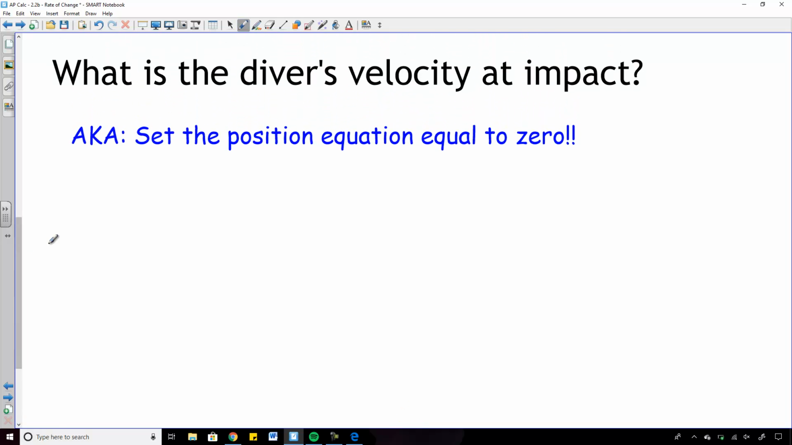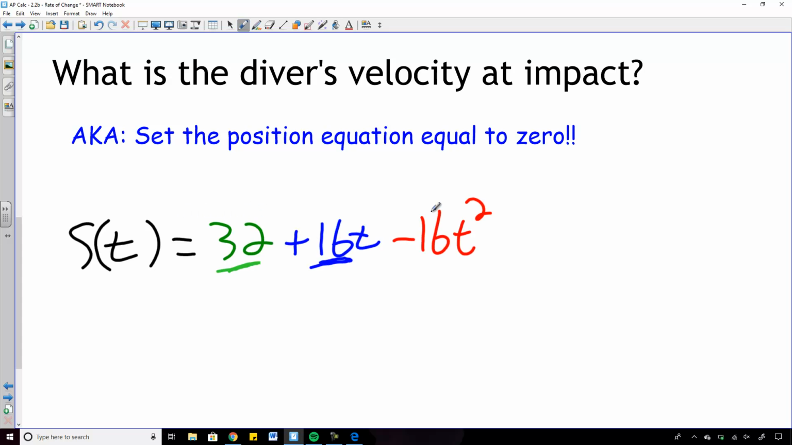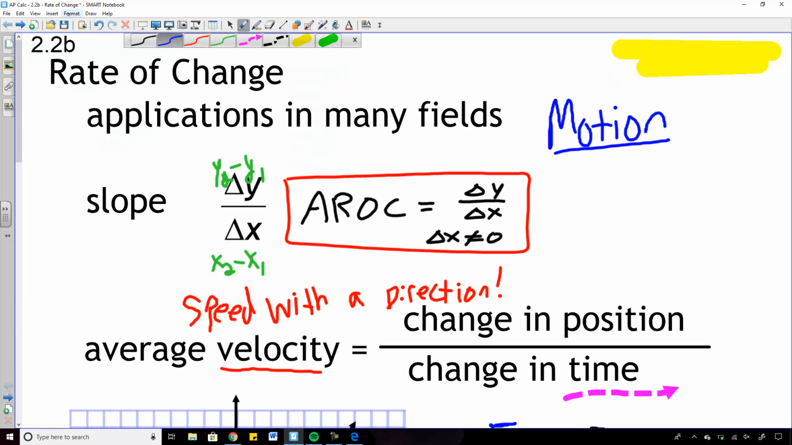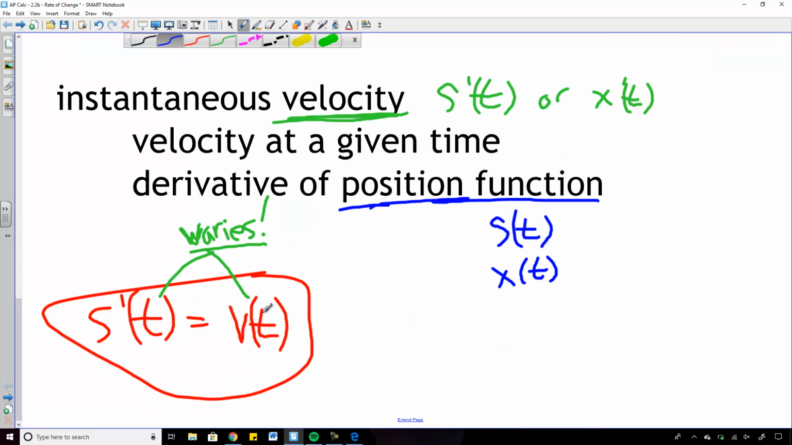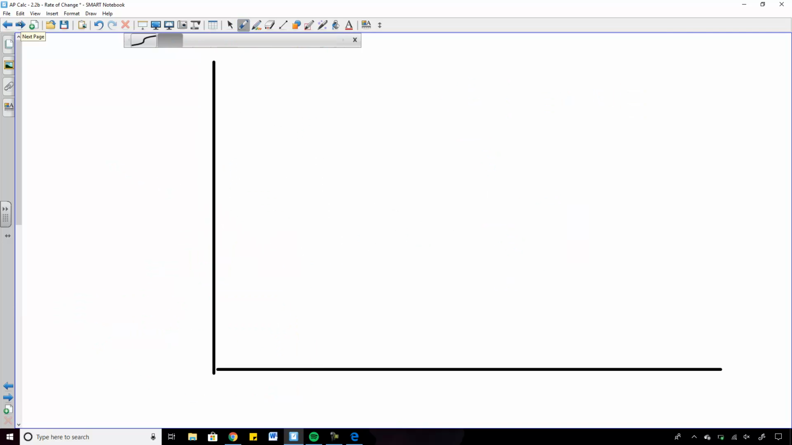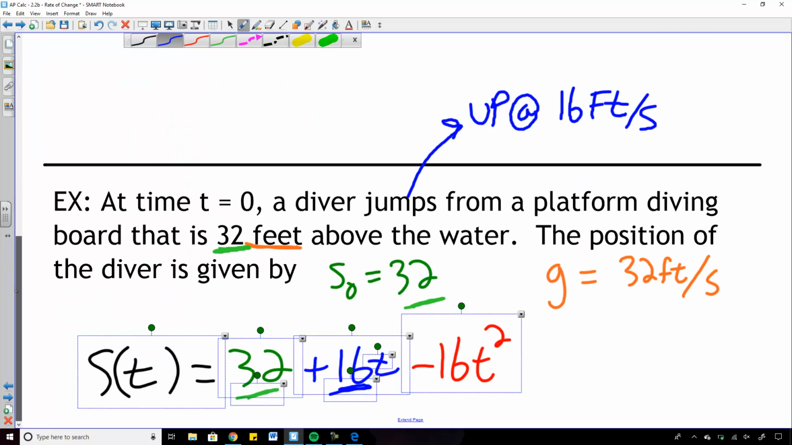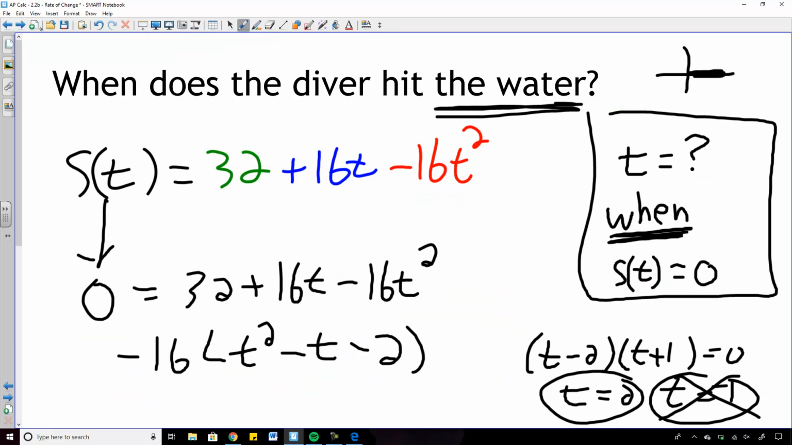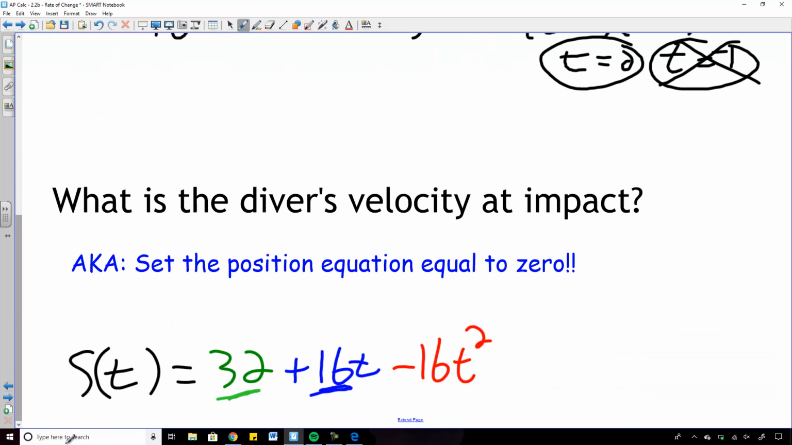Now, what's the deal here? It's, what's the diver's velocity at impact? So I guess what we can do is look at that equation again, and we can say, hey, how do I get velocity? Well, if I flip back, because I did say this earlier, the velocity is going to be given by taking the derivative of the position. If I can take the derivative of the position, which we can do by our shortcuts now, thank the Lord, we can find the velocity at any time.